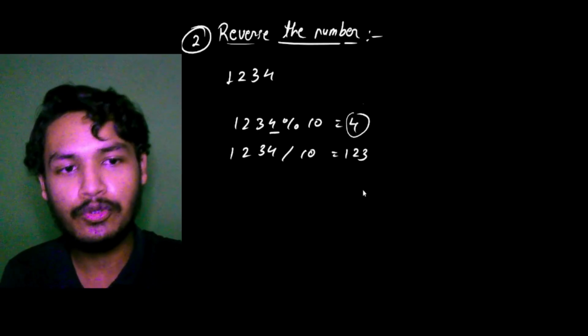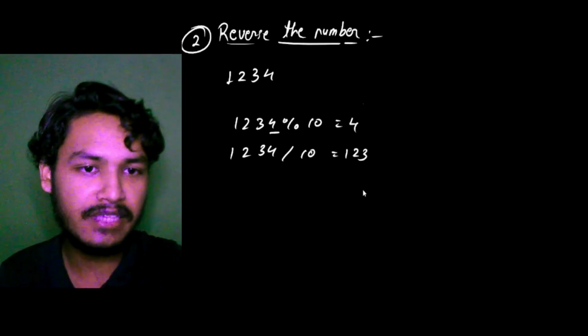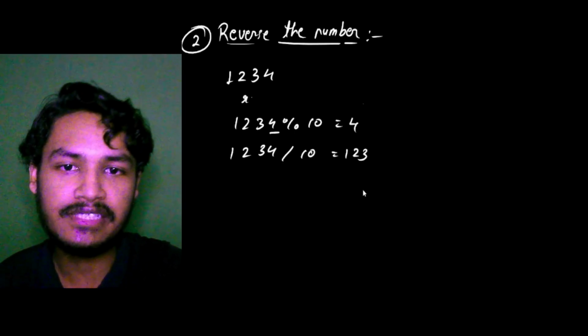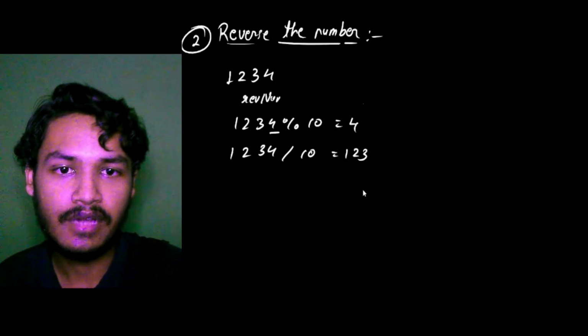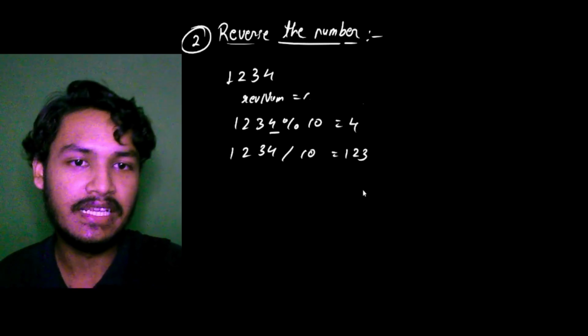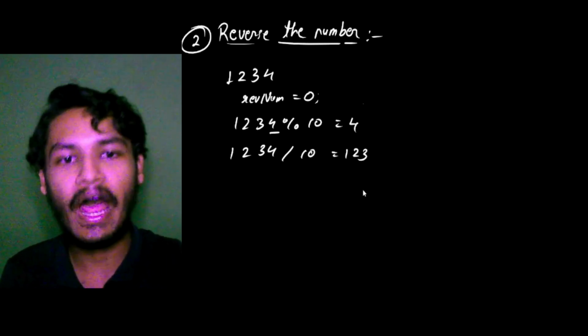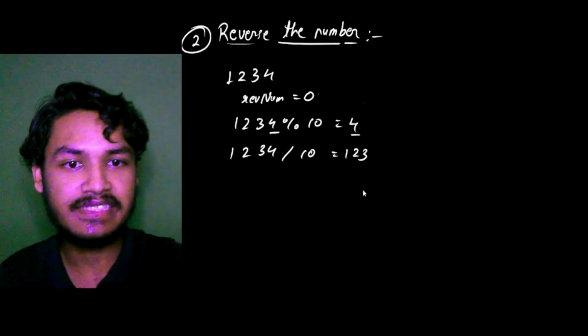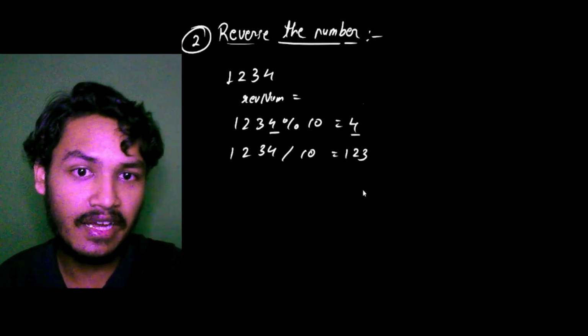So I can store this number in any variable. For example, I have a variable reverse number. Initially I will initialize it with 0. All right, so I have extracted the last digit, I can assign this to this reverse number.